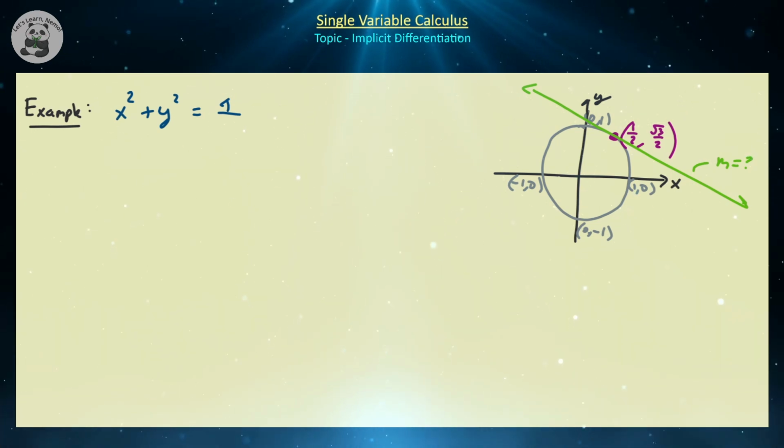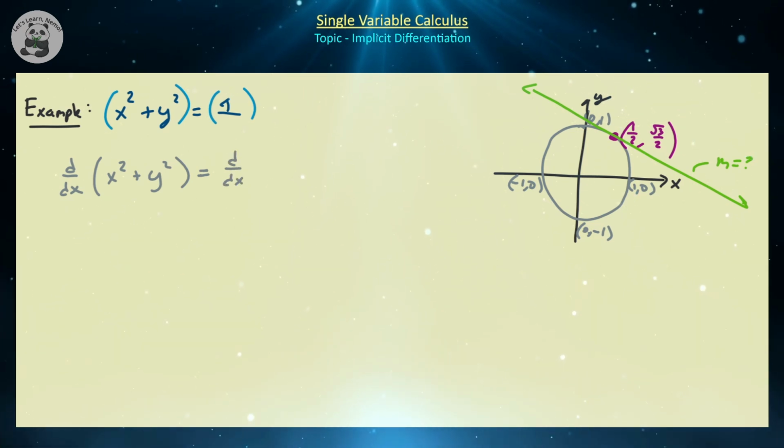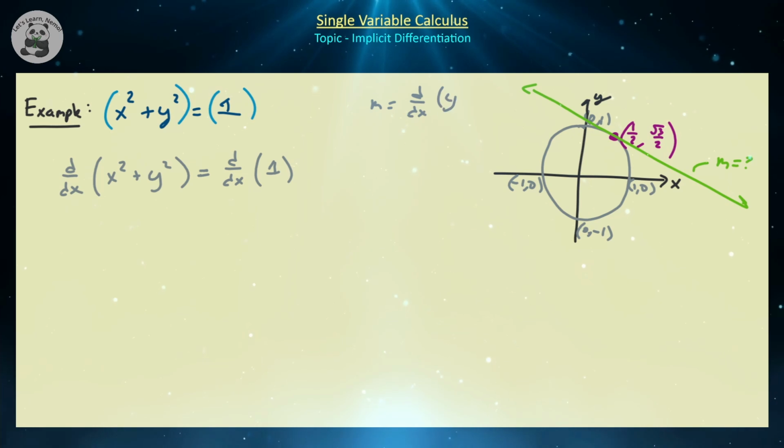So keep in mind, if two relations, x squared plus y squared, and another relation, 1, are equal to each other, then the derivatives will be equal to each other at all points that belong to the equality of their relations. So what I'm going to do is I'm going to differentiate both sides of this equation with respect to x. So I have the derivative of x squared plus y squared with respect to x, and then the derivative with respect to x of 1. Now the reason that I'm taking the derivative with respect to x here is because the slope is the derivative with respect to x of y, aka dy over dx, or our rise over run interpretation of slope.